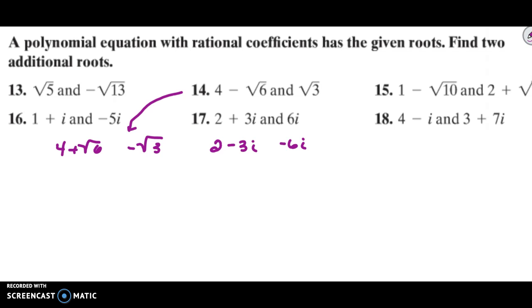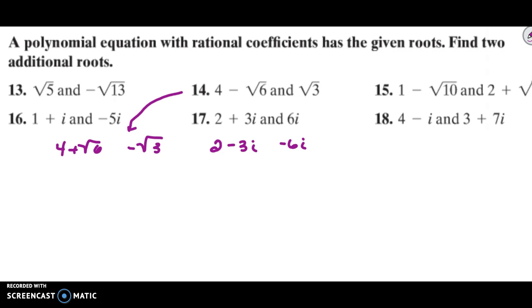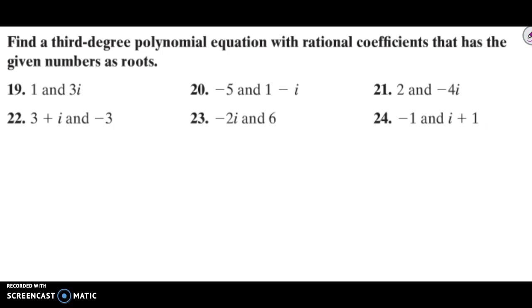Right? And then finally, I know, hallelujah, right? We are looking at the 19 through 24 section, and you have a question from this section. You are explicitly given at least 2 roots, and you have to find a third root. This up here tells you you are looking for a third degree polynomial. So if I have number 20, for example, I have negative 5, I have 1 minus i, and since I have this one, I have to have its conjugate as well.